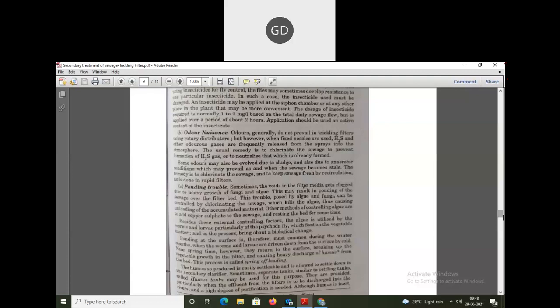So how can you remove this bad smell? You have to just chlorinate the sewage so that this hydrogen sulfide gas is not formed. Or you can neutralize what is already formed by chlorinating the sewage.